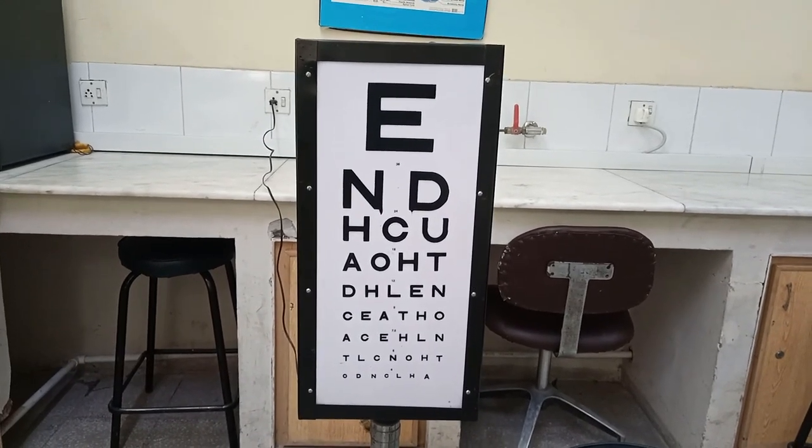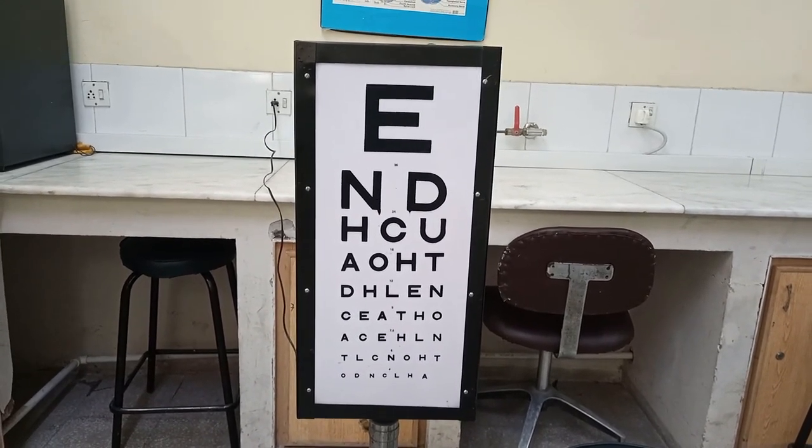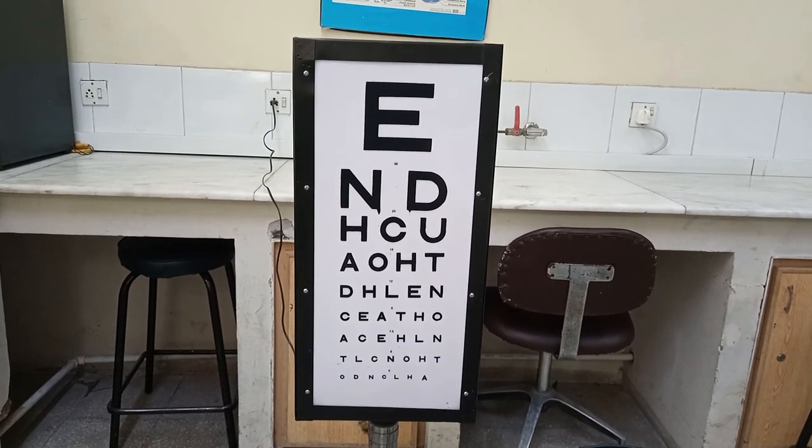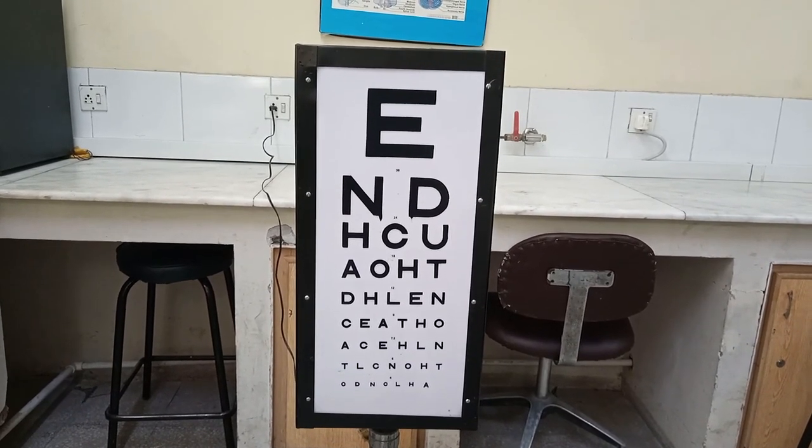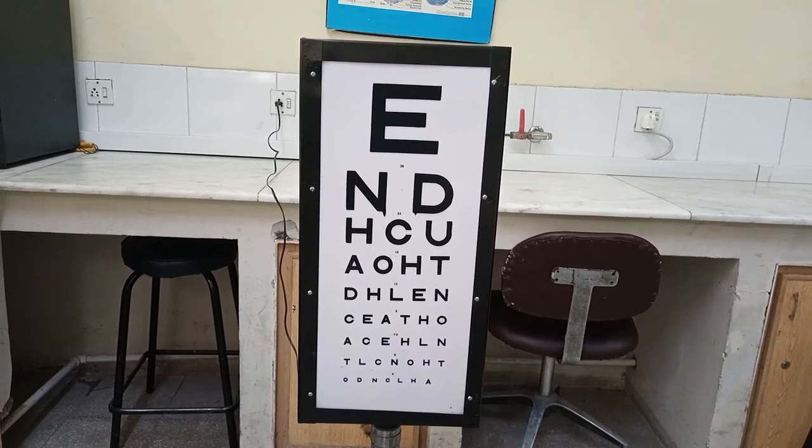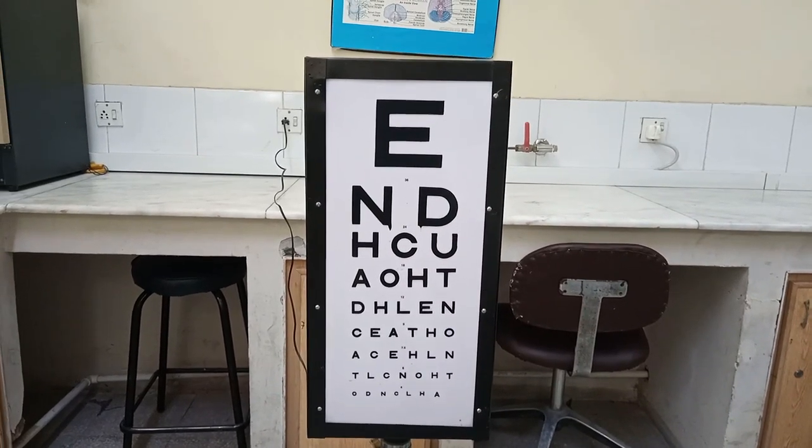You might have heard someone saying that my vision is 6x6. What does it mean? It means that he or she can see at a distance of 6 meters what a normal person would see at a distance of 6 meters.